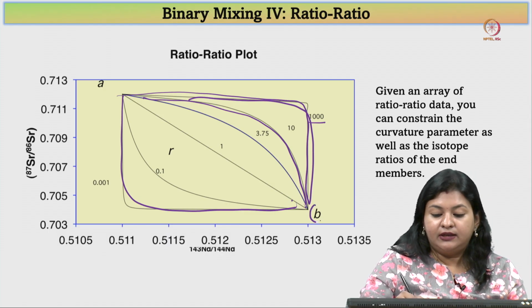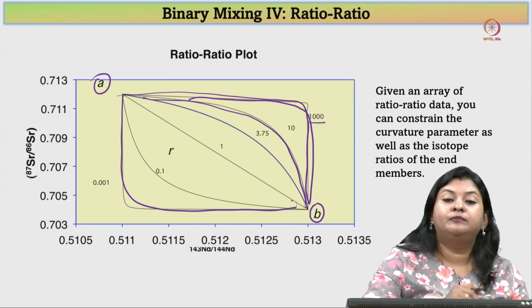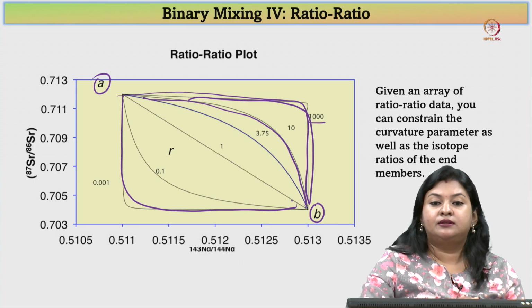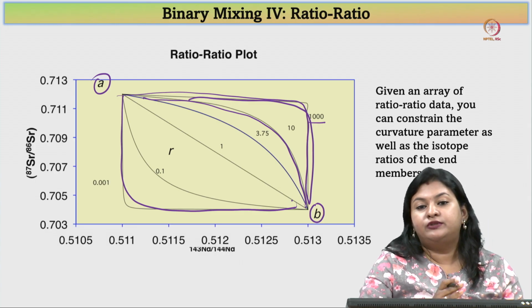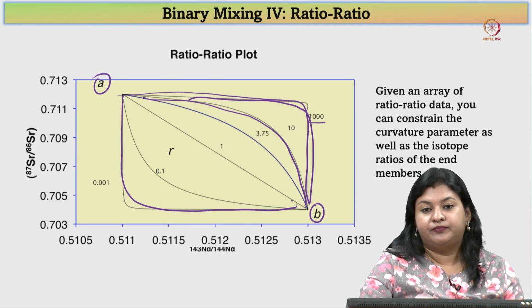So, either you know the end members and you very correctly identify them, or if you do not know the end members, then you go for a more straight line mixing model that does not depend on this R.